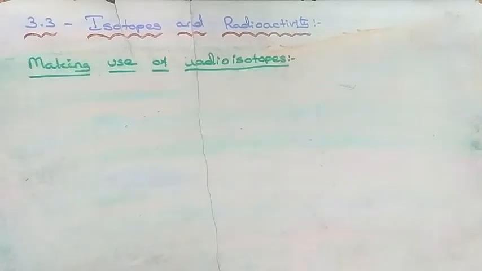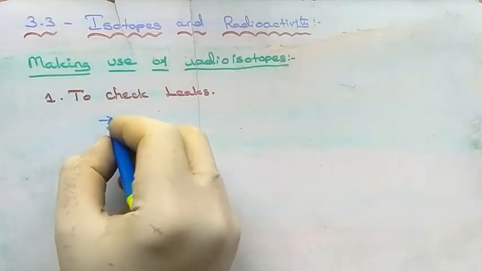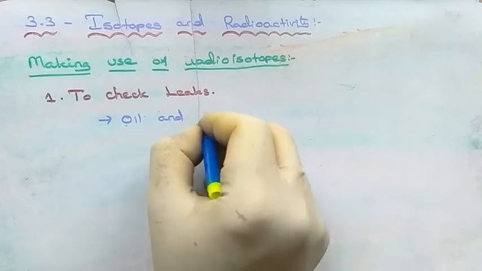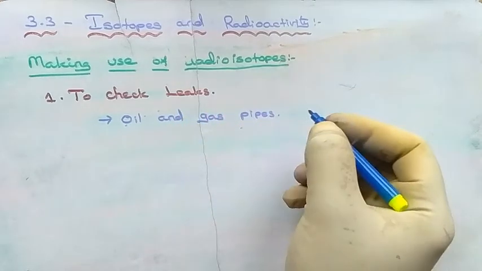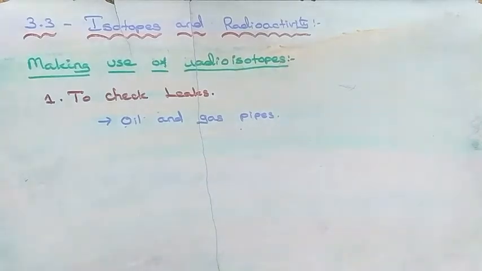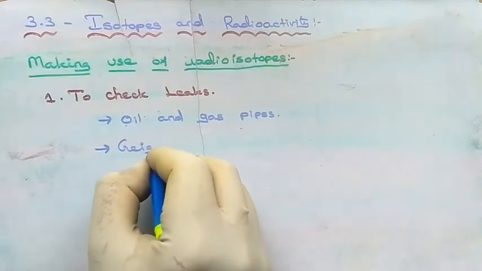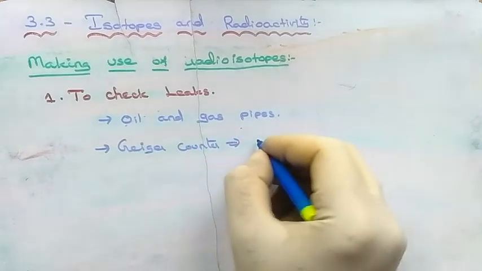Next, we are going to see the uses of radioactive isotopes. First use, to check leaks. In some oil and gas factories, they will use radioactive isotopes to find out leaks in gas and oil pipes. There is an instrument called a Geiger counter, which is used to find out radioactivity.